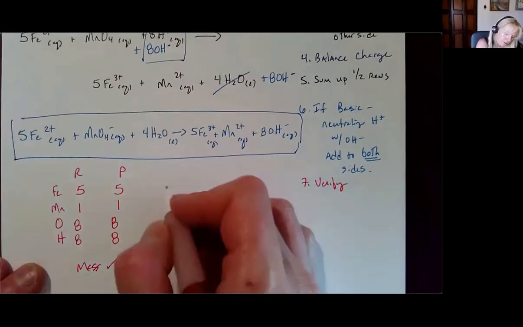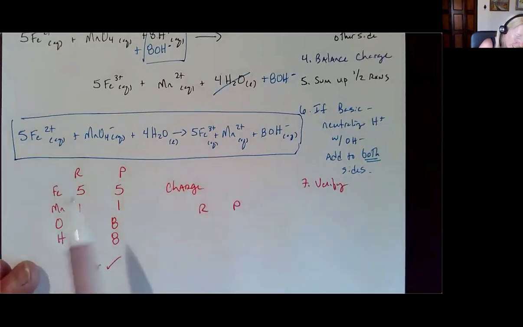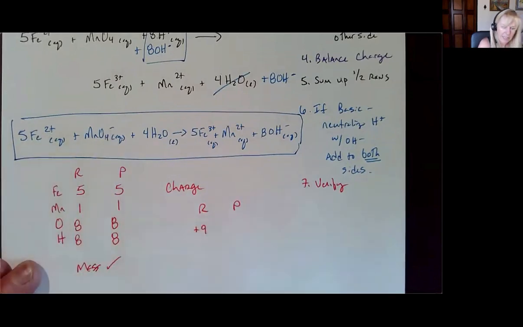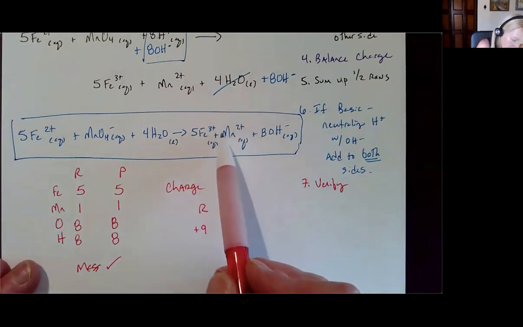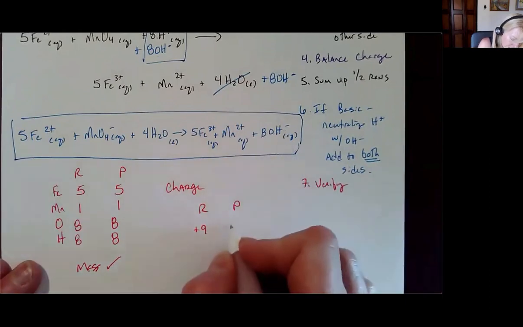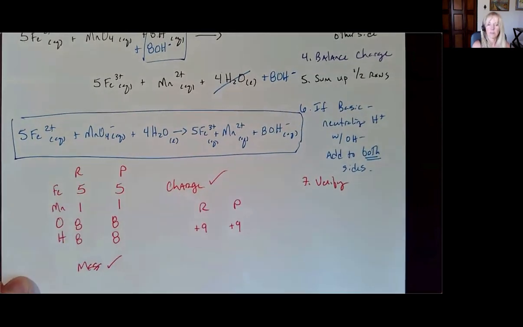Now I want to balance from a charge. So on my reactant side and my product side, I'm just going to look at the charges here. I have 5 times 2, so I have a plus 10, minus 1, so I have plus 9. And then over here I have 15 plus 2, that's 17 minus 8, which is also going to give me 9. So my charges balance, that's my verification.